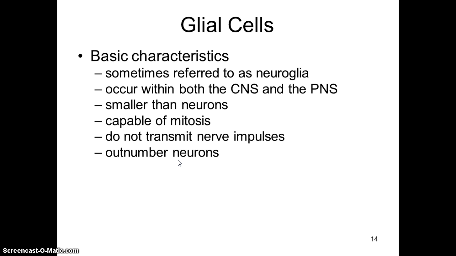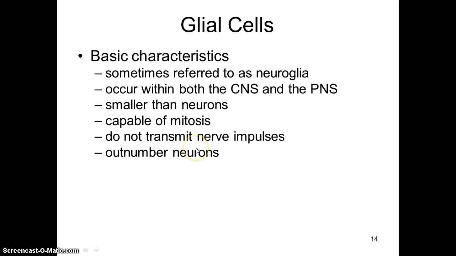Let's see, we'll start with some basic characteristics. Glial cells, an older term here is neuroglia, can be found in the central nervous system and in the peripheral nervous system. These are cells that have a supportive function. They're smaller than neurons. They are able to divide and reproduce and replace themselves essentially. They are non-excitable, so they do not transmit nerve impulses, unlike neurons. And there are far more glial cells than there are neurons, up to 1 trillion glial cells in comparison to up to 100 billion neurons.